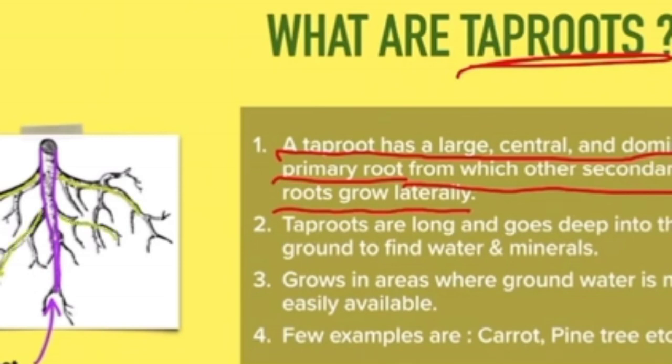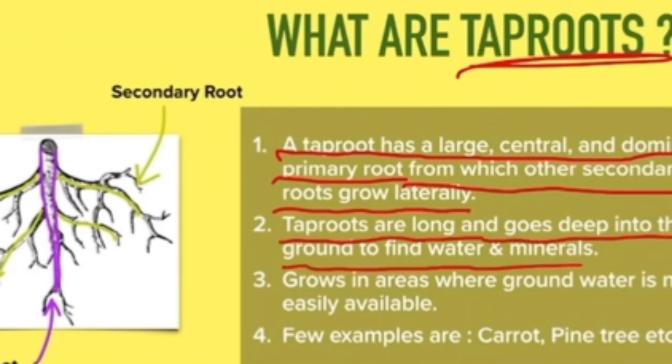Here the green color part which I am showing are the secondary roots. They grow laterally, sideways, and they also perform the function of absorbing water and minerals and giving them to the plants. Also some of the secondary roots have root hairs on them. The second point here is that the taproots are long and go deep into the ground to find water and minerals. Also, they grow in the area where the groundwater is not easily available.